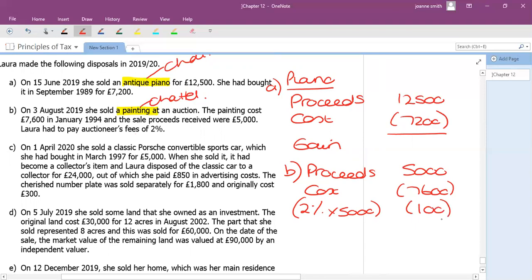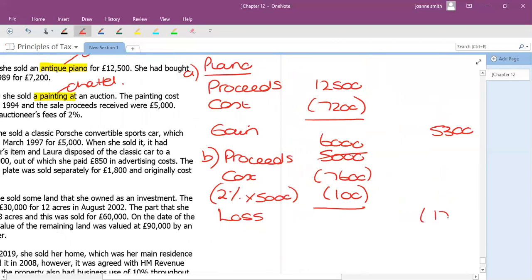Now this is another chattel. It's not exempt because you bought it for more than 6,000, but what we do have here is a loss. If you think about that table for losses for your chattels, if you make a loss on a chattel and you sell it for less than 6,000, the proceeds are deemed to be 6,000. So the loss is restricted, and that gives me a restricted loss of 1,700.